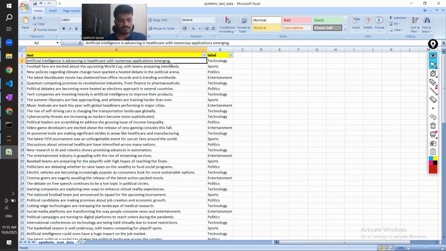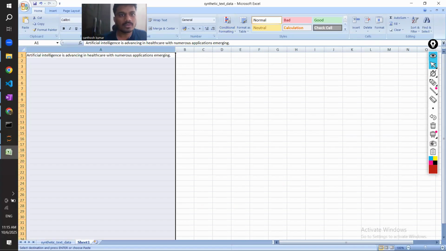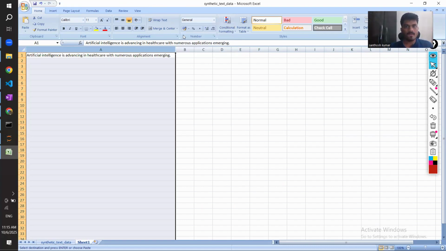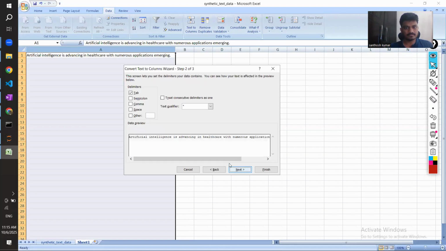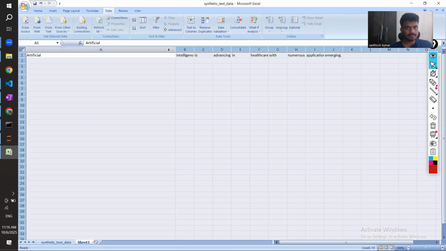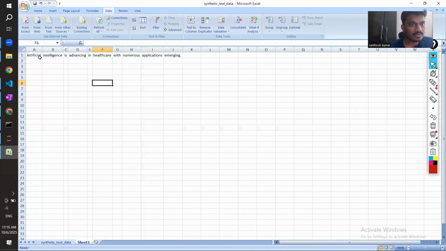If I take this and paste it over here, and now I divide this into text, now you got different words. 10 words. This first row is having 10 words.